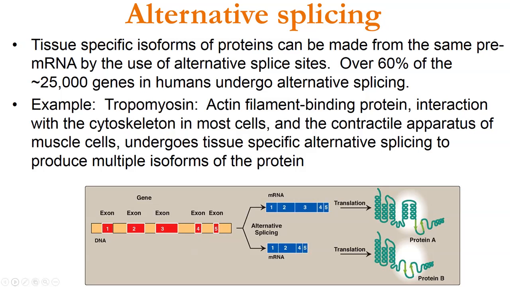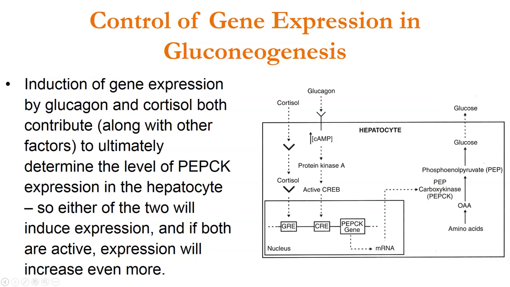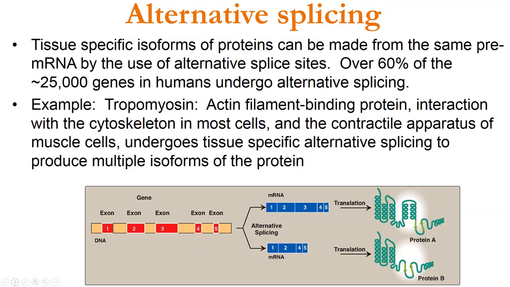Okay, so a few more things. Didn't skip a slide, did I? Did. Okay. So a few more things about eukaryotic gene expression. One thing that can influence eukaryotic gene expression is alternative splicing.